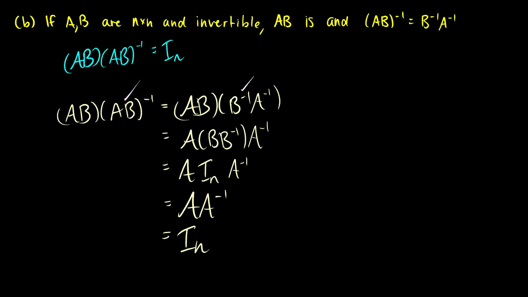Now, on your own, you should show that this also works for the other side as well. So we should show that B inverse A inverse times AB is equal to the identity matrix. So you should prove that. I won't, because it'll take a little bit of time, but this is pretty straightforward, follows the same steps, so please do that on your own.